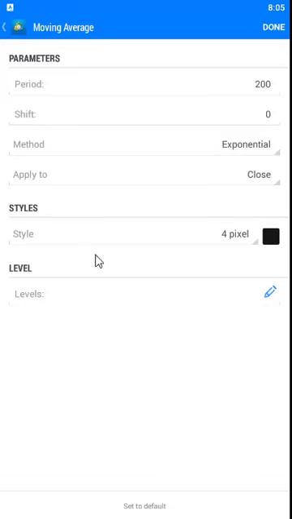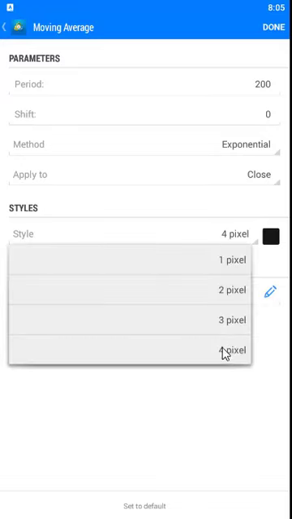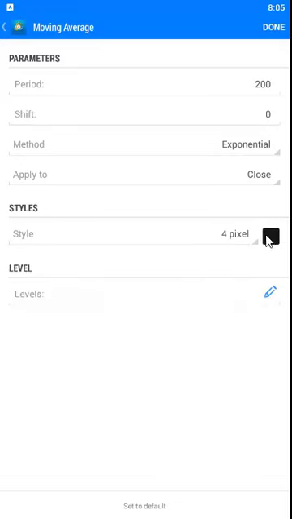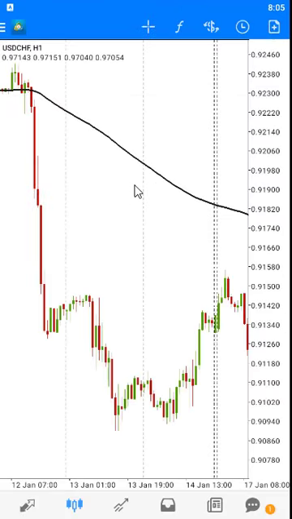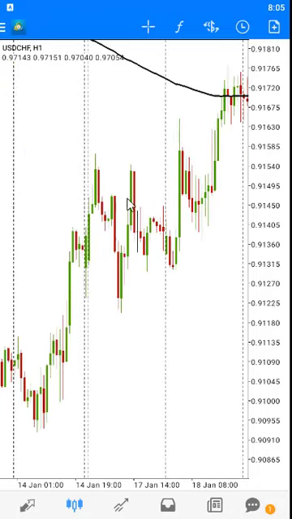Okay, then style should be 4 pixel, 4 pixel here. Then the color should be black. Okay, afterwards you click on done. So this one now is the first moving average we have added.